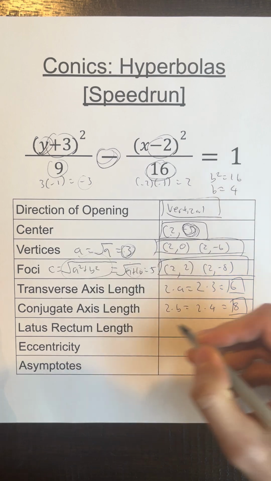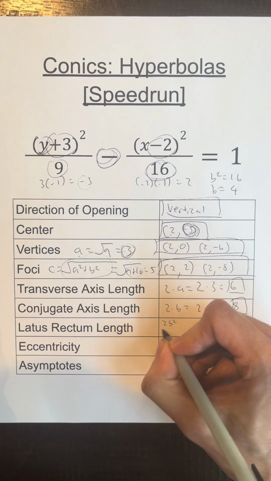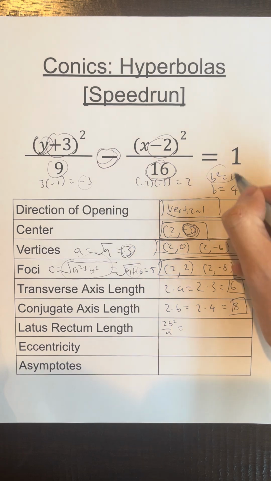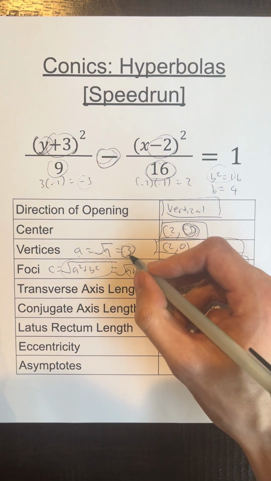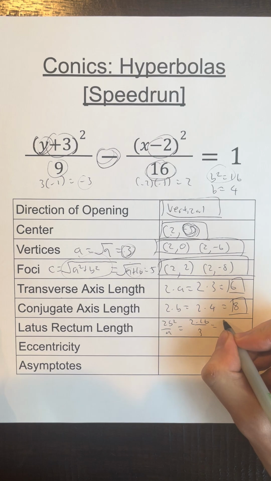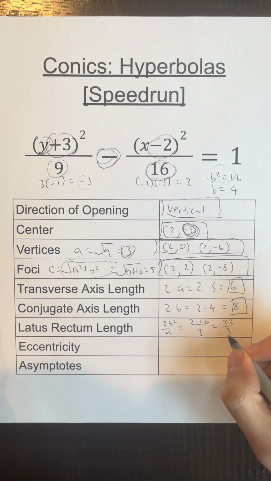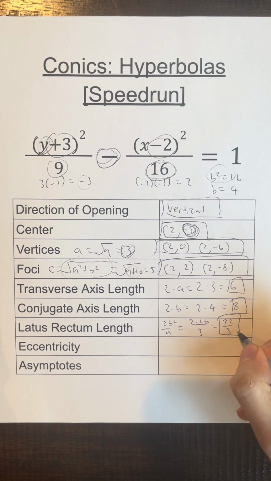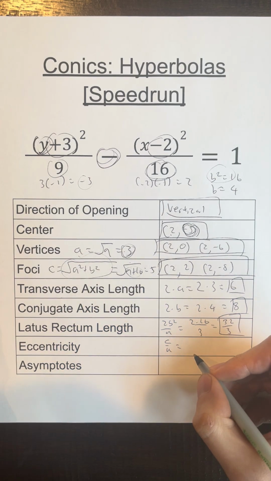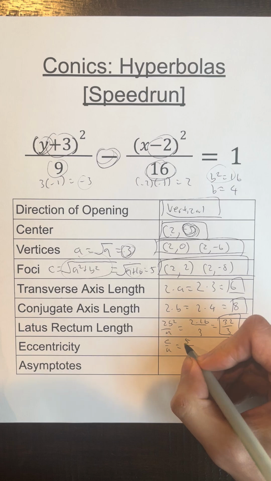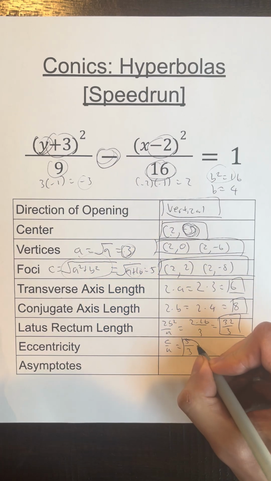This is your answer. The latus rectum length is 2b squared over a. So b squared is 16, and a was 3. Okay, 2 times 16 is 32, divided by 3. Eccentricity is c over a, and c was how much? 5. A was 3. This is your answer.